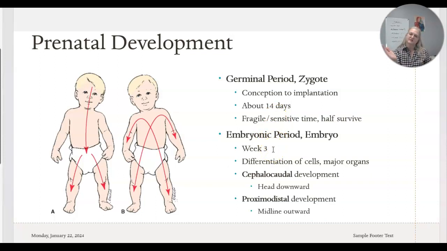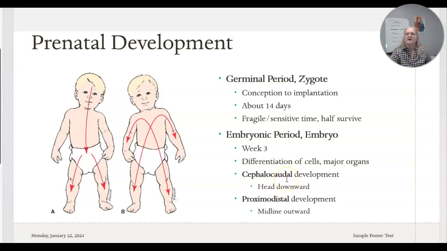After 2 weeks, when we get to the third week, this is what's referred to as the embryonic stage. This is when the sperm and the egg have joined, they've implanted into the uterine wall, and we start to see the differentiation of cells. We start to see some of the early structures of the organs.